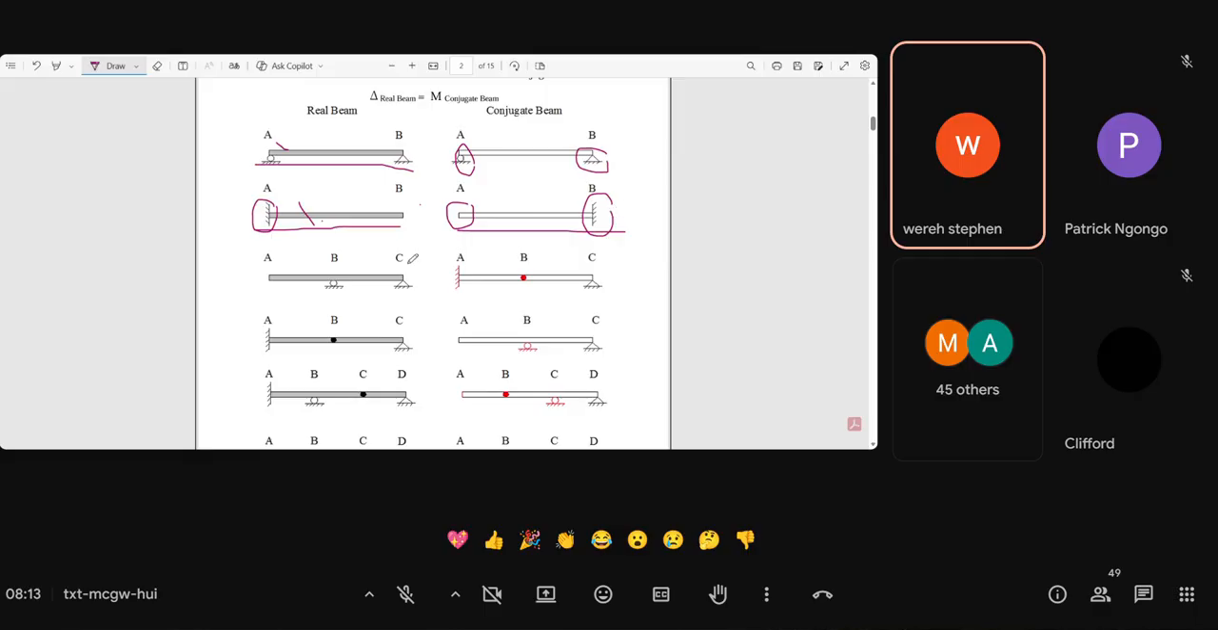So in this case, you need to know now, if a beam is fixed at one end, to draw a conjugate beam, that end will be free, while the other end that was initially free becomes fixed.